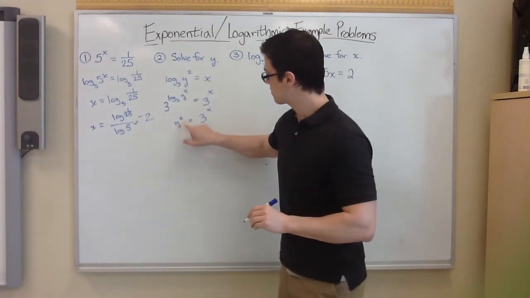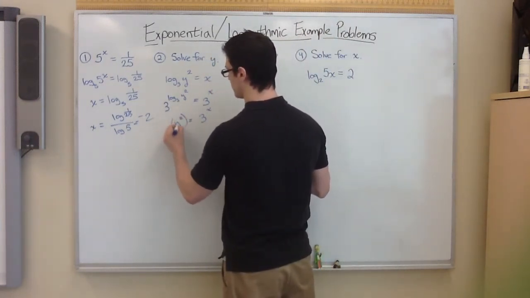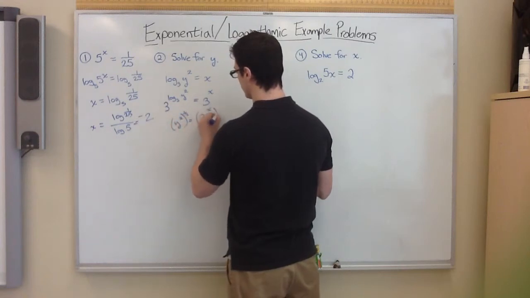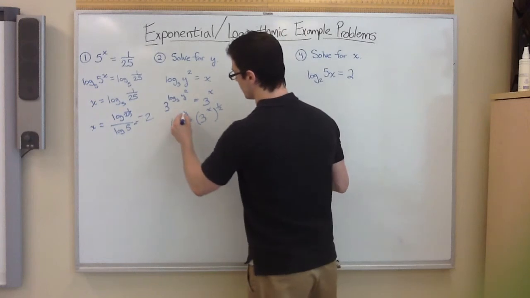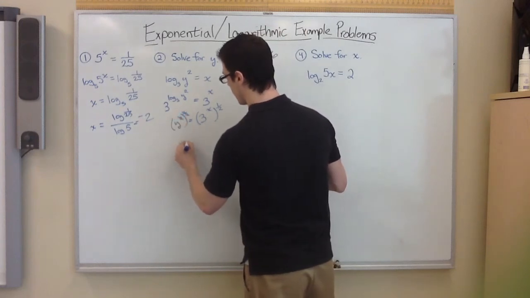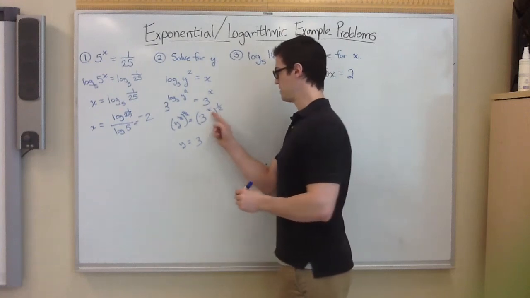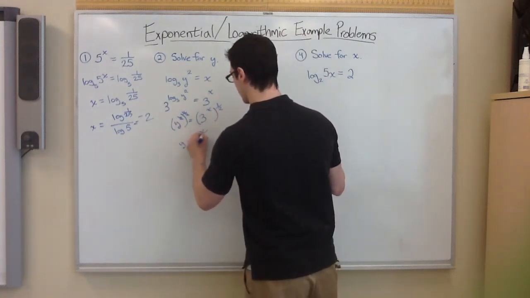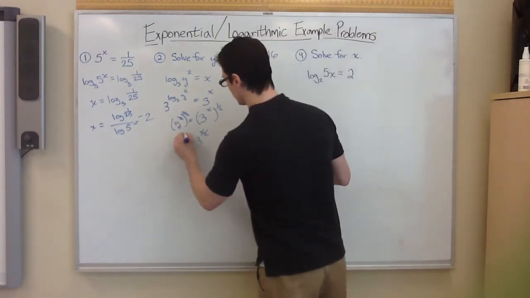Okay, now to get rid of this squared, you could either take the square root of it or raise both sides to the half power. So that's what I'm going to do, raise both sides to the half power. This will cancel right here. You'll end up with y is equal to 3. And then if you know the exponent rules, you can just multiply these two exponents. 3 to the x over 2 like so. And that would be the answer.